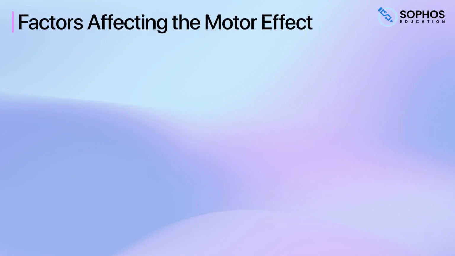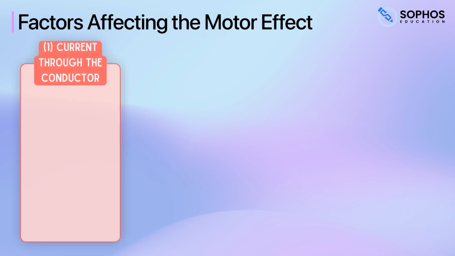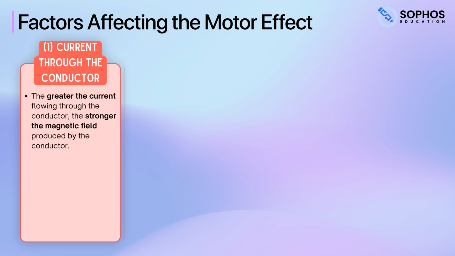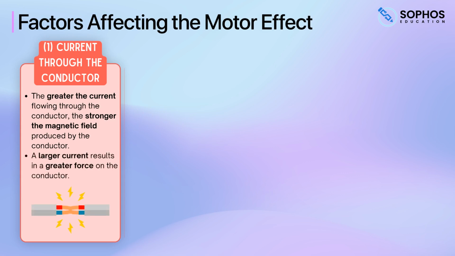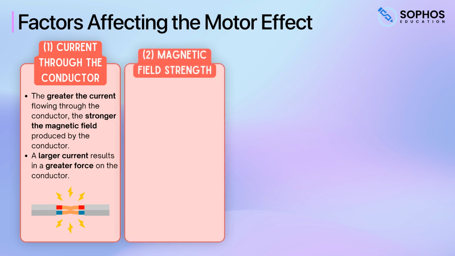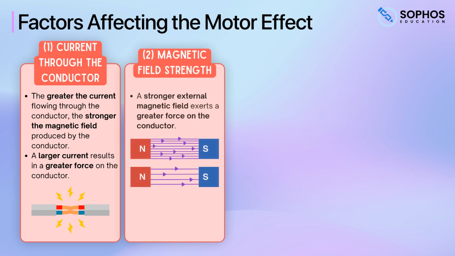The magnitude of the force experienced by the conductor due to the motor effect is influenced by several key factors. The first factor is the current through the conductor. The greater the current flowing through the conductor, the stronger the magnetic field produced by the conductor. So a larger current results in a greater force on the conductor. Second, the strength of the external magnetic field, often measured as magnetic flux density, also affects the motor effect. In this case, a stronger external magnetic field exerts a greater force on the conductor.